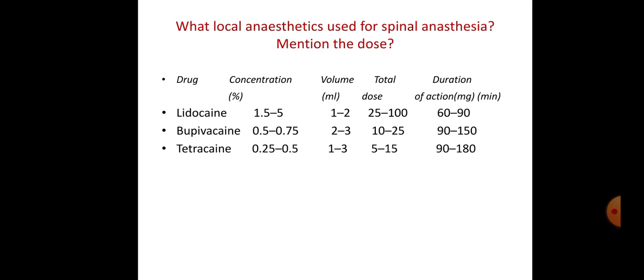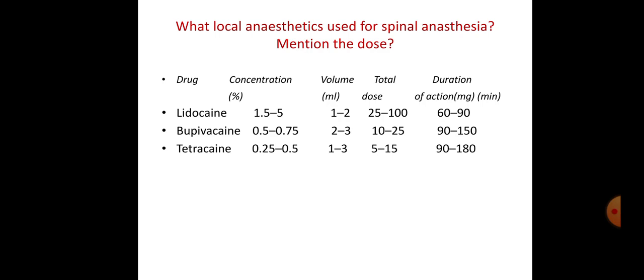Bupivacaine is used at a concentration of 0.5 to 0.75%. 2 to 3 ml we can use. Total dose is up to 10 to 25 milligrams. The duration of action is 90 to 150 minutes. Tetracaine is 0.25 to 0.5%.